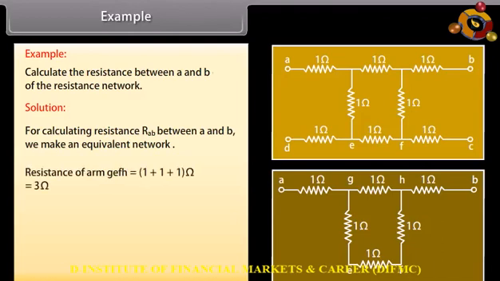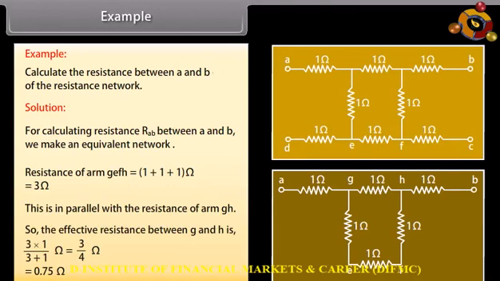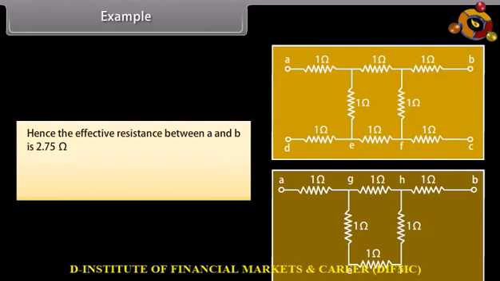Now we calculate resistance of arm GEFH, which is equal to (1 + 1 + 1) = 3 ohm. This is in parallel with the resistance of arm GH. So, the effective resistance between G and H is equal to 0.75 ohm. Hence, the effective resistance between A and B is 2.75 ohm. Now, RAB = 1 + 0.75 + 1 = 2.75 ohm.